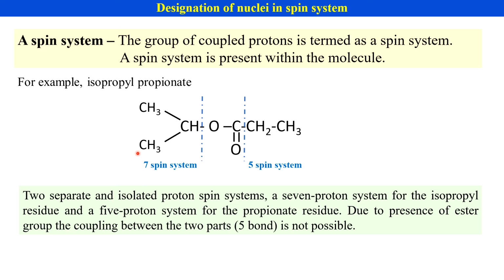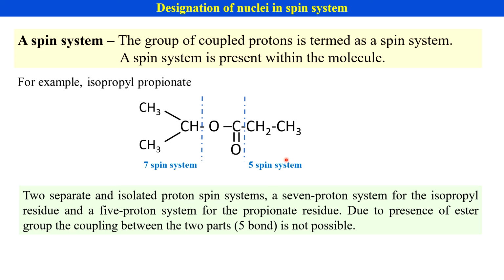This is isopropyl group which is of 7 protons, and that methyl group proton and methine group proton couple with each other, and it is a 7 spin system. Similarly, this ethyl group of propionate group exhibits the 5 spin system. Methylene and methyl group protons are coupled with each other.